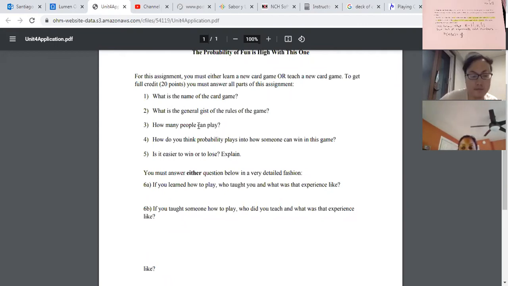Tell me how many people can play at once. Like with spades, only 4 people can play, right? So that kind of thing. Hearts, only 4 people can play. Actually, I think that's false. I'll come back to that.